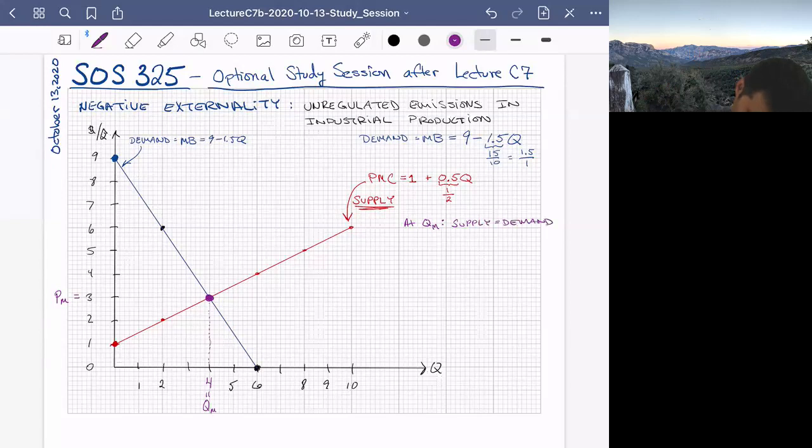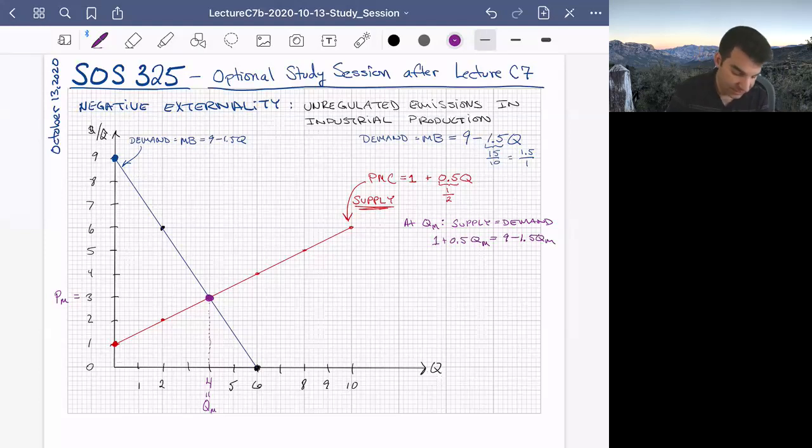And so I'm just going to set those two things equal to each other. So supply is 1 plus 0.5Q, and the demand is equal to 9 minus 1.5Q. And I guess I should make this QM just to show that I'm solving for the market equilibrium.